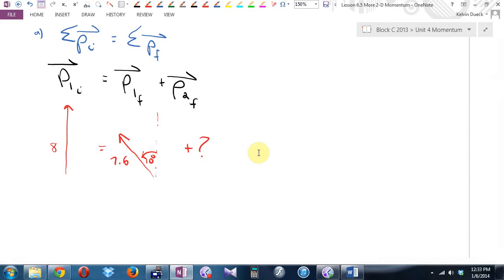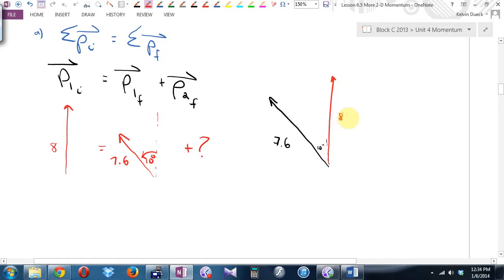In other words, put your pencils down for a second. Here's my 7.6 at an angle of 10 degrees. I want to add to that something so that I get a resultant like that. I think the missing vector has to be something like that. So you can do the subtraction method like we just did, or you might be able to just visualize what the triangle has to look like for it to work. It's up to you. I could have done the same thing here.